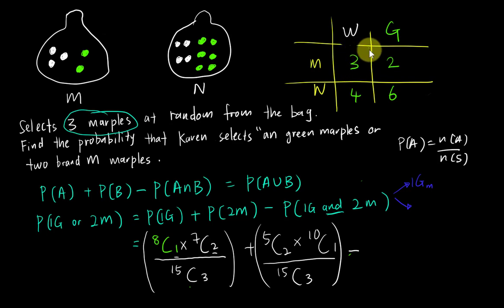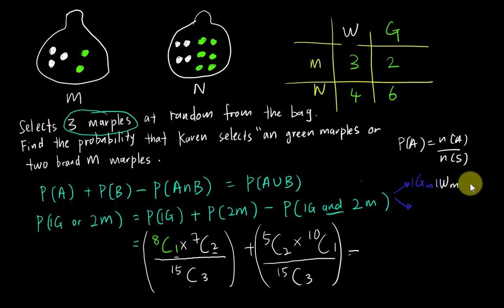So I have to select the Y, but it's M. I will need to select, let me just use the white, but it's a brand M also. I need to select from here. So you can see here, I already fulfill the condition, which is the 1 green and 2 M, even though I only select 2 marbles over here, because I need 3 marbles, right?